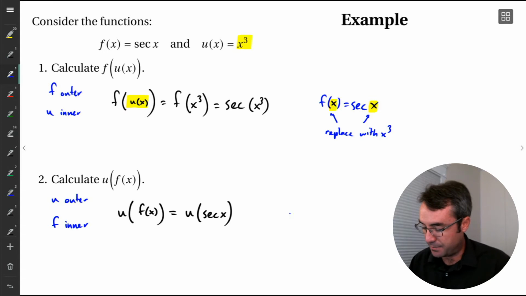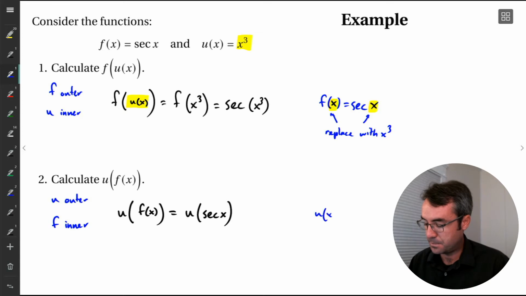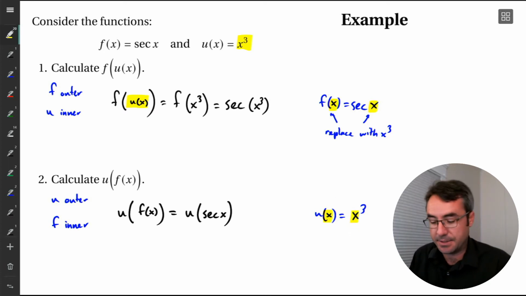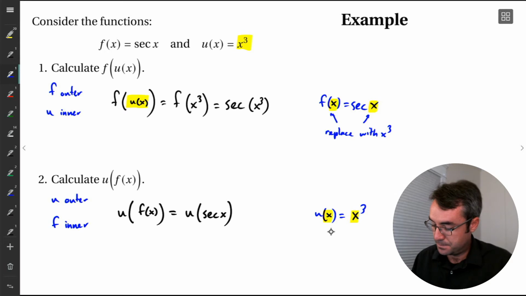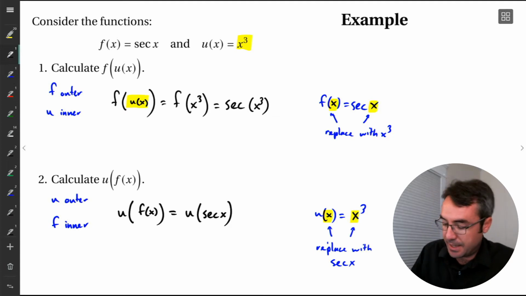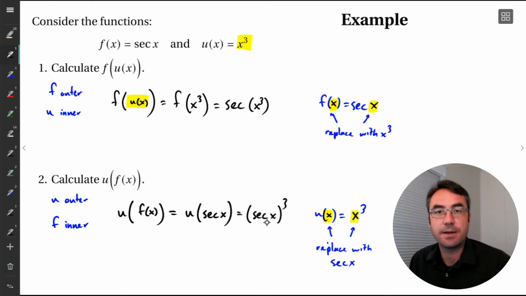So let's write this out. We have u of x is equal to x cubed. And so wherever we see an x here, we want to replace that with secant x. All right, so what do we get? We're going to change this x to a secant x. We're going to get secant x cubed. And we'll put the secant x all inside a pair of parentheses here. So it'll be secant x cubed.